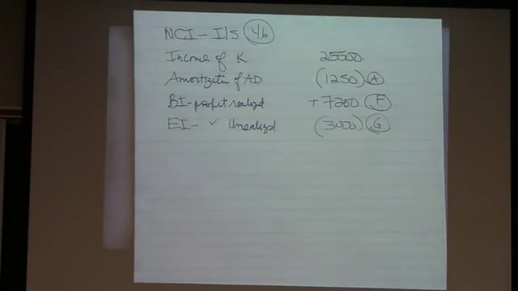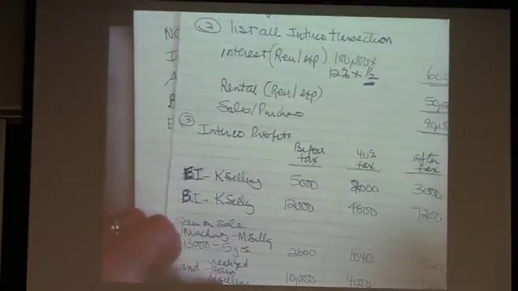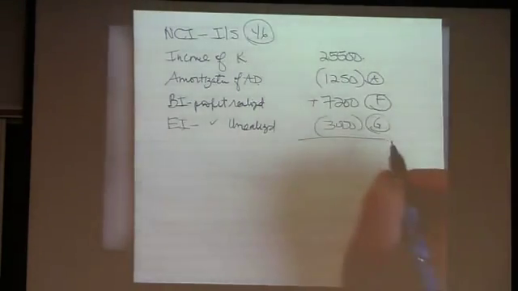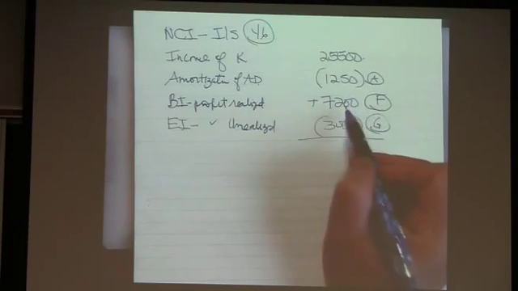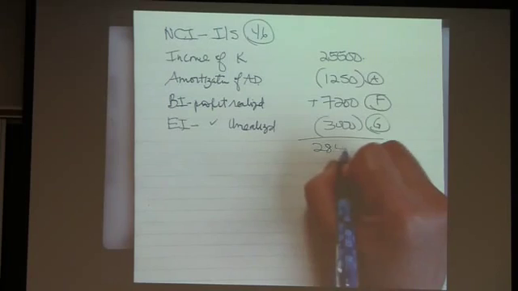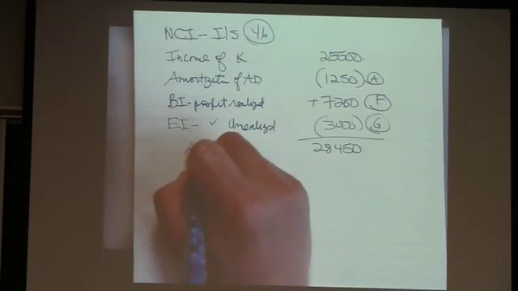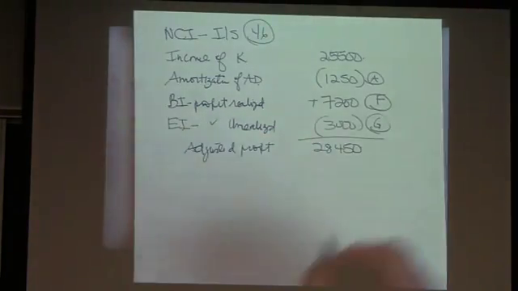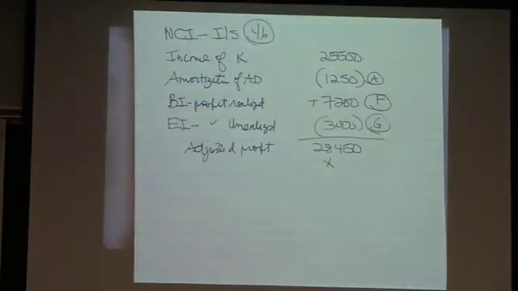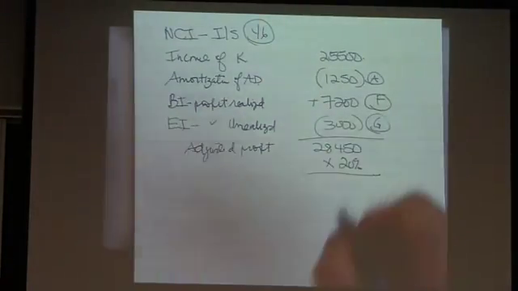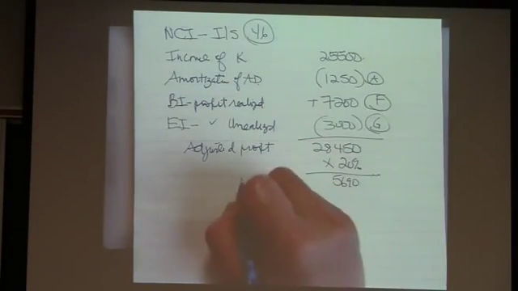Now, what else? Were there any of these? So these were M selling, so I don't have to worry about that. So I'm going to add all this up, and I should get this plus 7,200 minus these two should be 28,450. This is the adjusted profit. Times, how much do we own? We own 80, so the non-controlling interest is 20%. So this is 5,690 NCI.